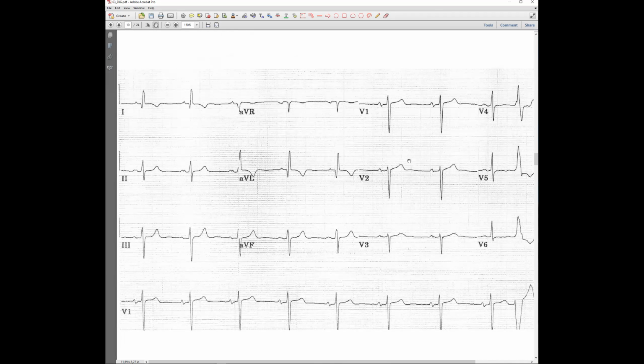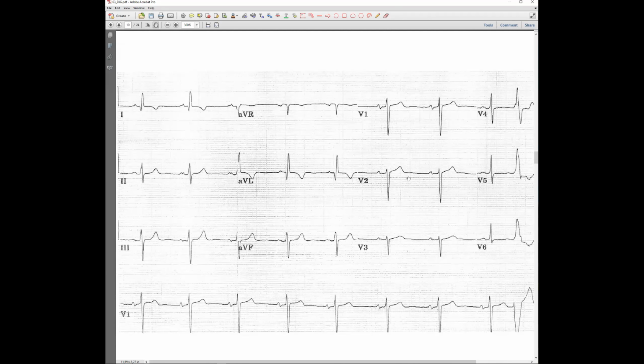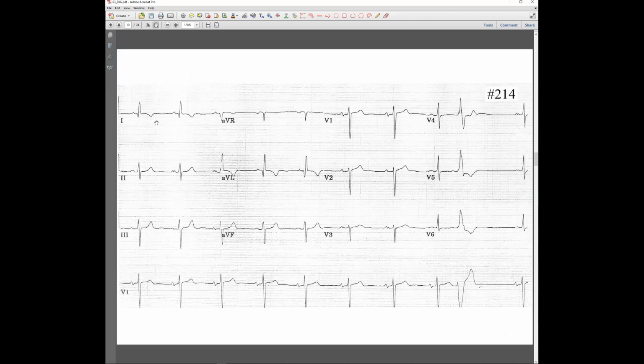Now if you go to V2, V3, this is not ST elevation because the J point is not elevated. This is an ascending ST-T, so it's not elevated. Only what you do have is a high lateral subacute MI. So to summarize, that's a sinus rhythm with ventricular premature beat, P mitrale, and a high lateral subacute MI. That's it.